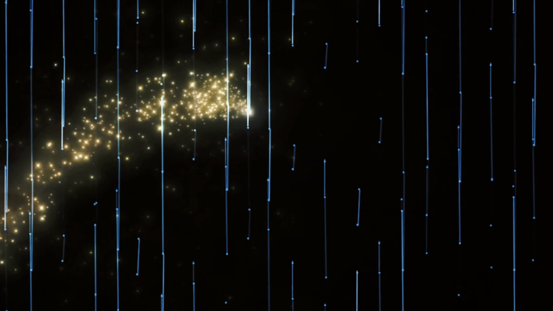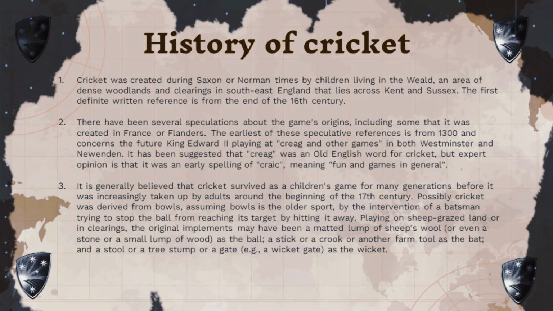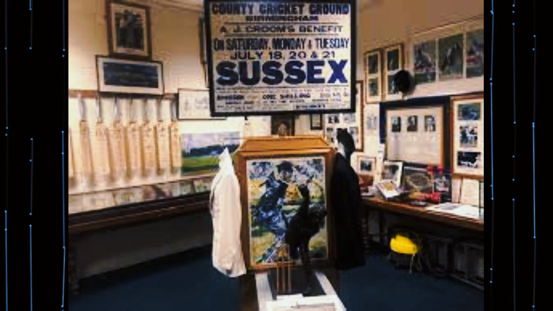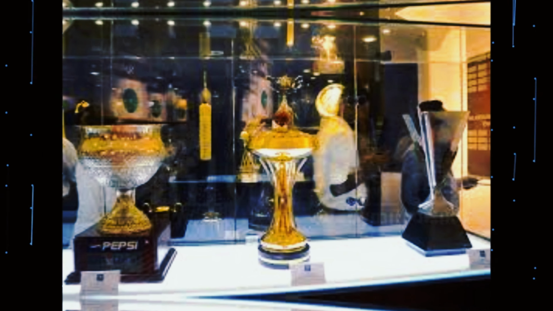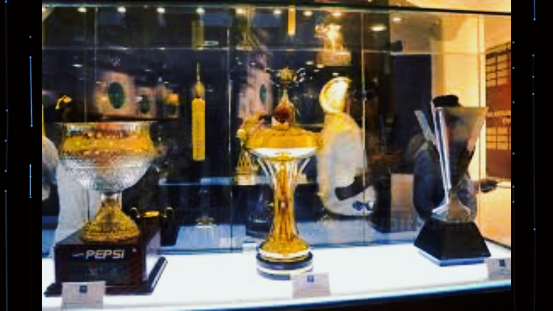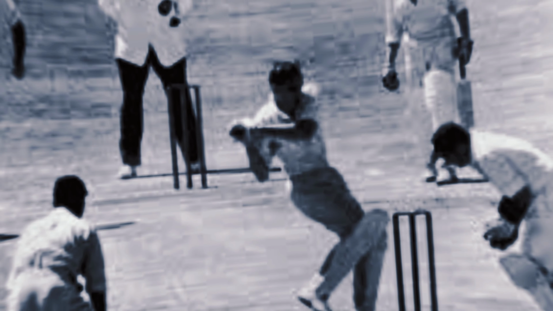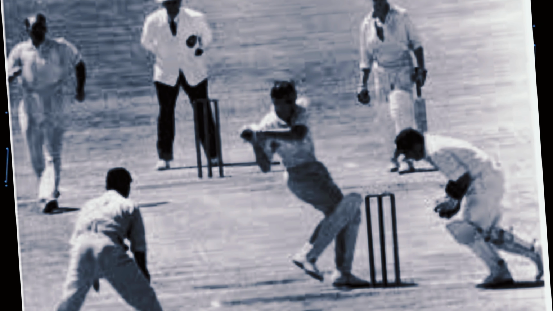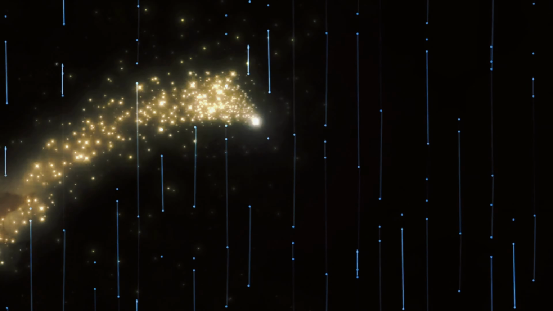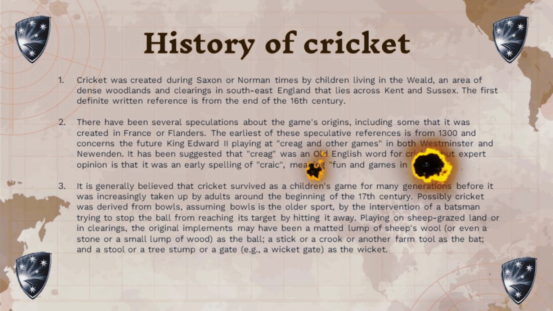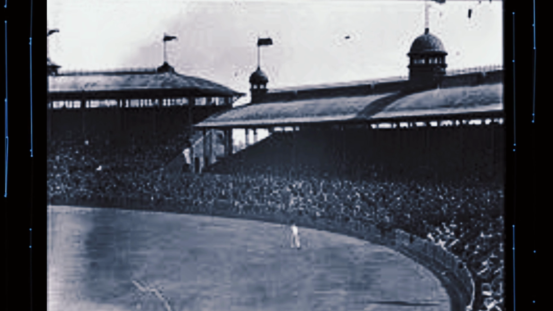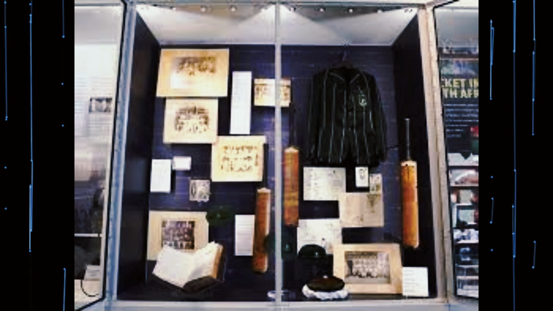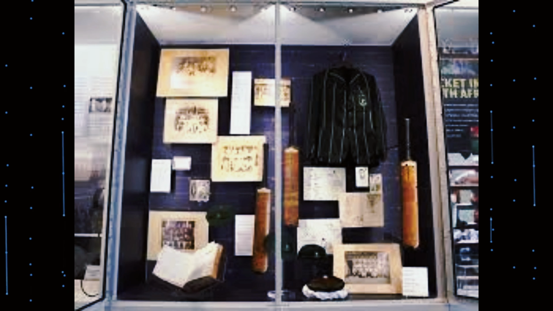Possibly cricket was derived from bowls, assuming bowls is the older sport, by the intervention of a batsman trying to stop the ball from reaching its target by hitting it away. Playing on sheep-grazed land or in clearings, the original implements may have been a matted lump of sheep's wool or even a stone or a small lump of wood as the ball, a stick or a crook or another farm tool as the bat, and a stool or a tree stump or a wicket gate as the wicket.